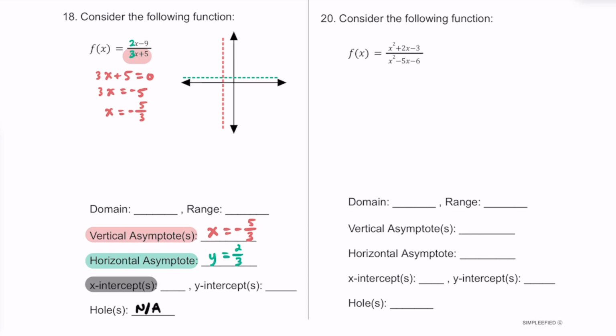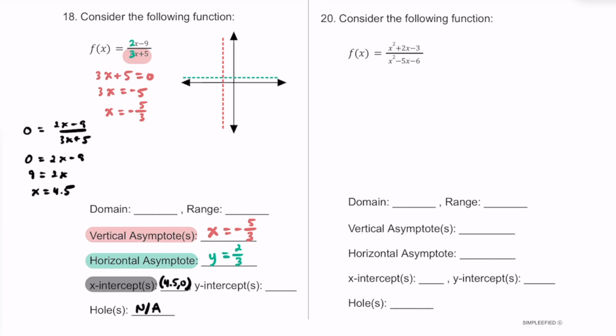What I'm going to do next is find the x-intercepts, and remember, to find the x-intercept, y is going to equal 0. So go ahead and make y equal 0 here. I'm going to write this one out. It's going to be 0 is equal to 2x minus 9 over 3x plus 5. If we multiply both sides by 3x plus 5, we get 0 is equal to 2x minus 9. If we add 9 to both sides, we get 9 is equal to 2x. And divide both sides by 2, we say x is equal to 4.5. So that's going to be our x-intercept here, at 4.5, 0.